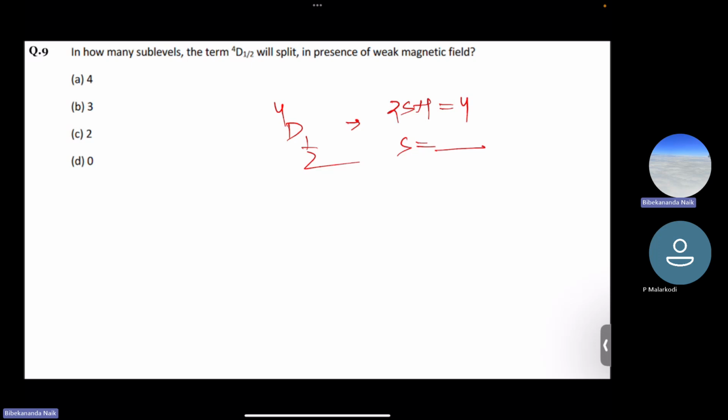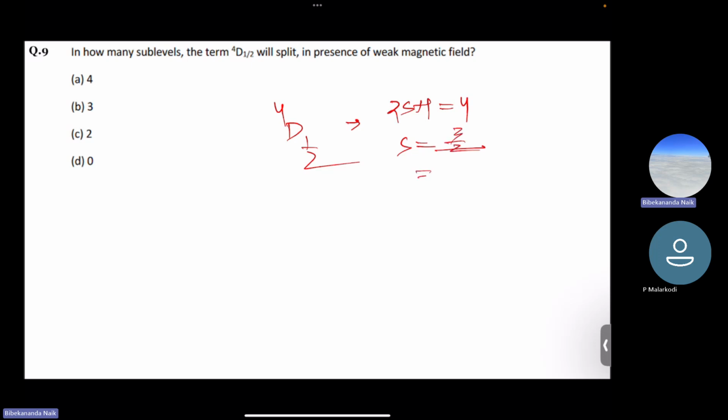Yes, so when 2s plus 1 equals 4, what is s? Please tell, sir. Sorry? You kindly tell, sir. It is pretty simple now. If 2s plus 1 is 4, then what is the value of s? You can calculate, it is quite easy. This much I can expect you to tell. Since I'm traveling, there are network issues, sir. So s is 3 by 2.